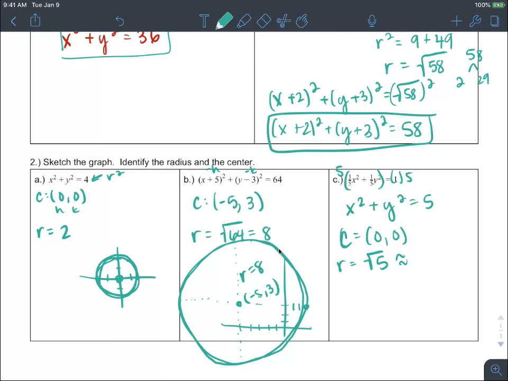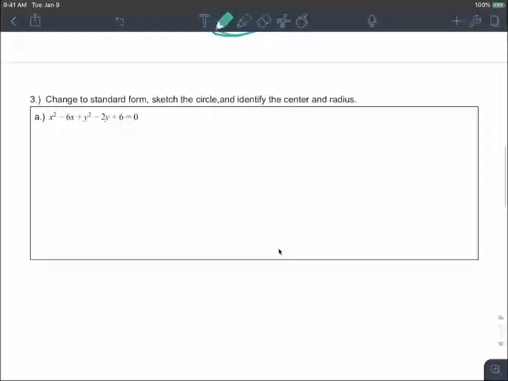Okay, so we're going to go to 0, 0. We got about a little more than 2, and we're going to make a circle. Done. Okay, next. Last problem.